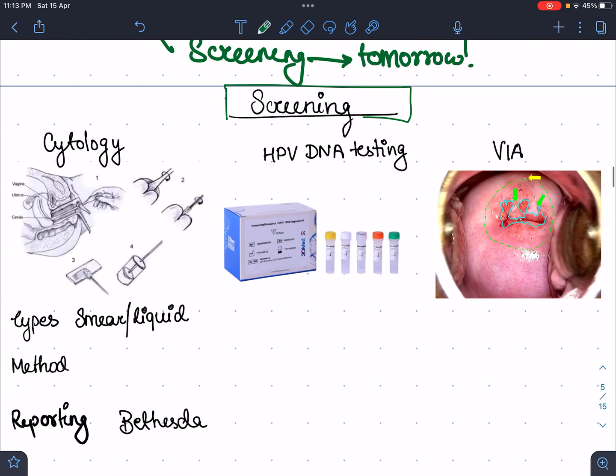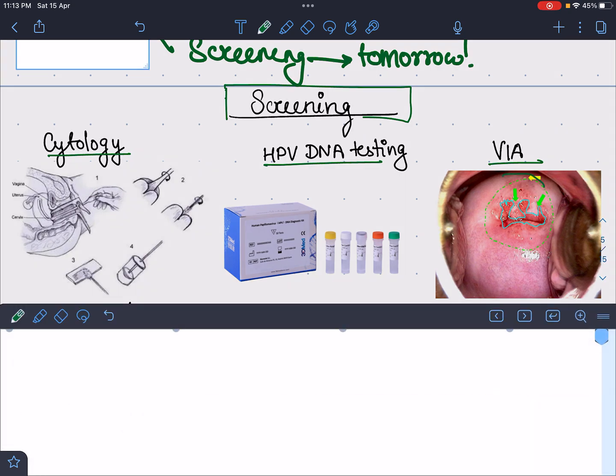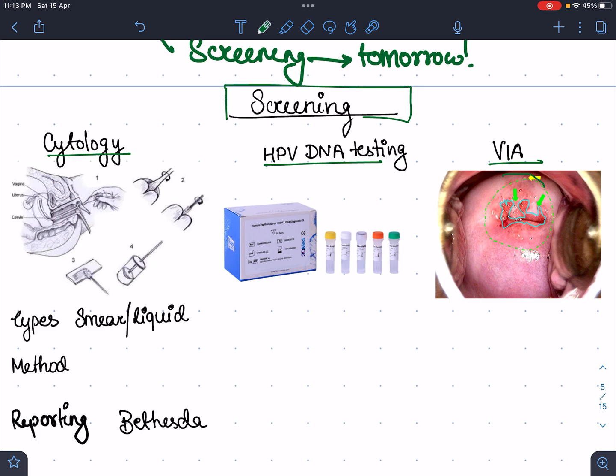Now, screening methods: we have cytology, we have HPV DNA testing, and we have visual inspection with acetic acid. First I'll tell you about VIA, visual inspection. You put a Cusco speculum in, and as you can see, this is the cervix. The pink thing is the cervix, and this is the os. So you can already visualize it, hence visual inspection.